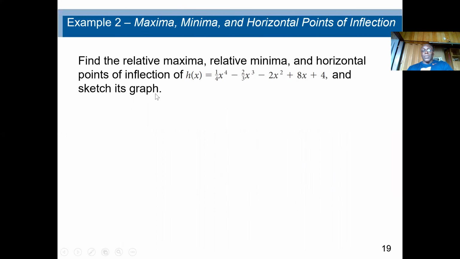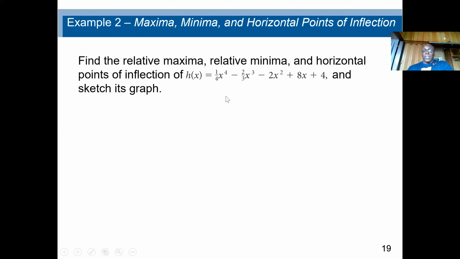Here they say we should find the relative maximum, minimum, and horizontal point of inflection. So this is a very good example, and then we sketch its graph. We have h(x) equal to 1/4 x to the power 4 minus 2/3 x cubed minus 2x squared plus 8x plus 4. Again, this example will wrap up everything that we are covering in this lecture. So we should pay attention. This is the last example.